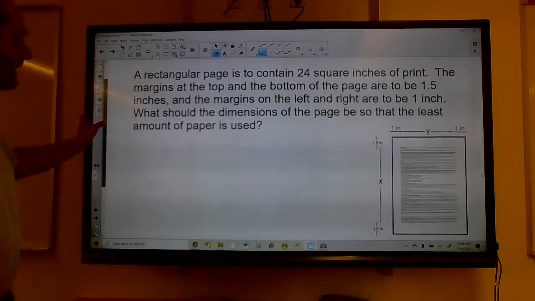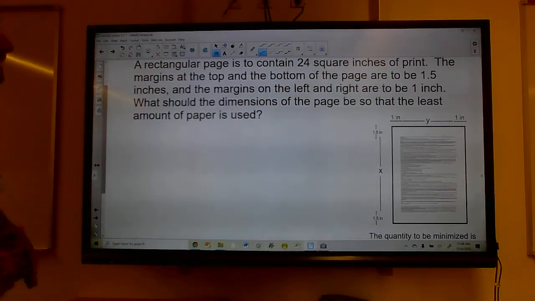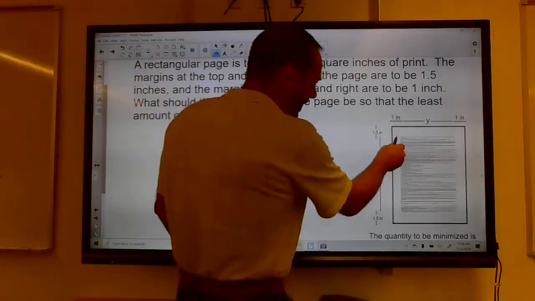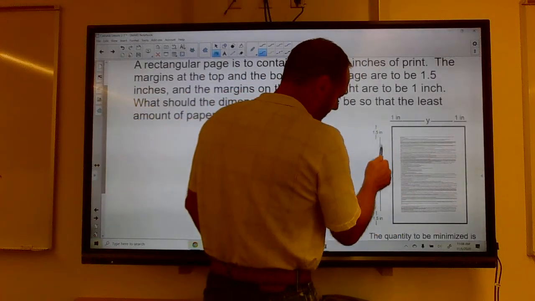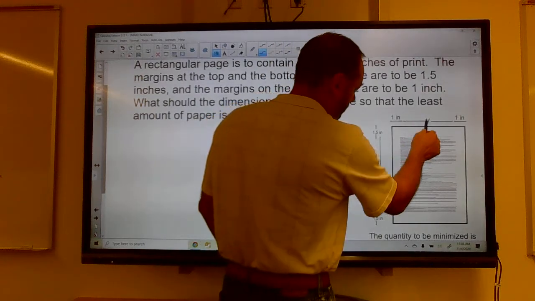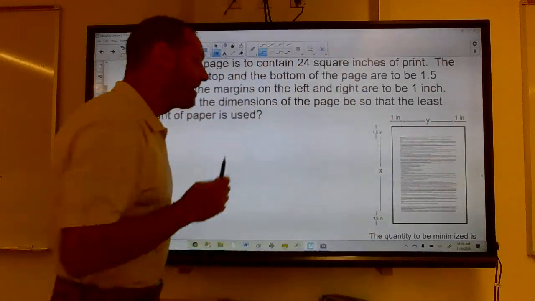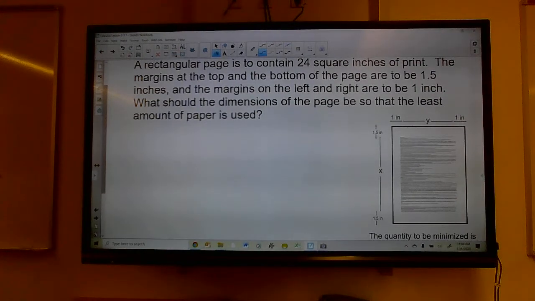Okay, finding the minimum area. A rectangular page is to contain 24 square inches of print. The margins at the top and the bottom of the page are to be 1.5 inches, and the margins at the left and right are to be 1 inch. So we got the drawing here. Here's your writing in here. Here's X. I got a 1.5 inch margin at the top and the bottom. Here's Y. I've got a 1 inch margin on each side. What should the dimensions of the page be so that the least amount of paper is used?